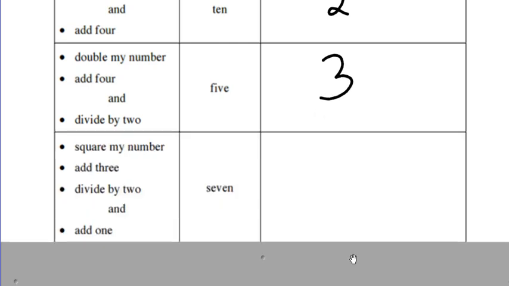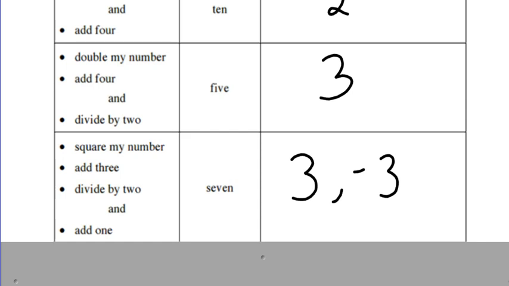This one's a little tricky. Square my number, add 3, divide by 2, and add 1, and you get 7. Pause if you need to. The answer is 3 and negative 3. Did you get both of them?